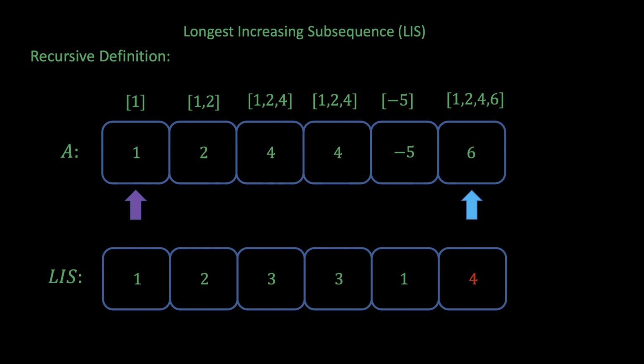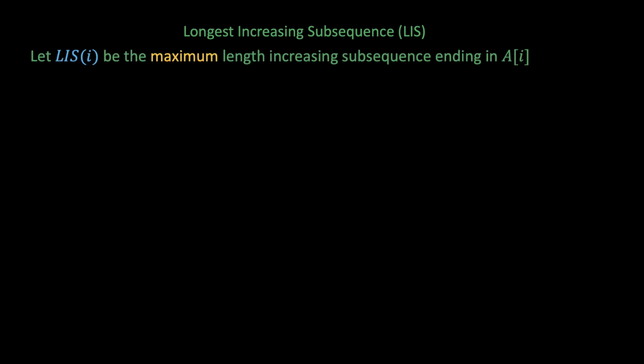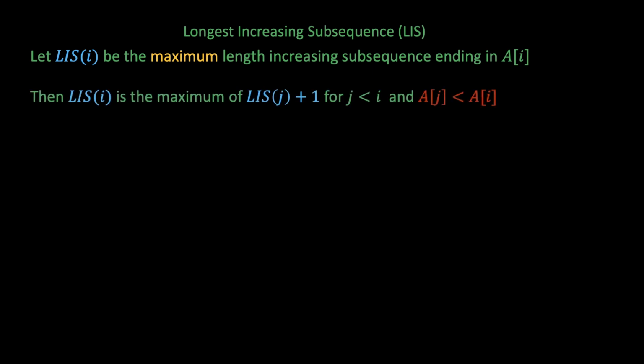With that intuition, we're now ready to write some recurrences. Earlier, we defined LIS of i as the maximum length increasing subsequence ending in ai. Then we can just look at all the indices j before i, such that aj is less than ai, and find LIS of j and add it to ai to make a new increasing subsequence ending in ai. Mathematically, LIS of i is simply 1 plus the maximum of LIS of j for all j before i, such that aj is less than ai.